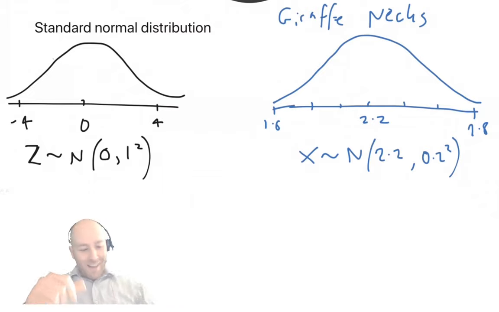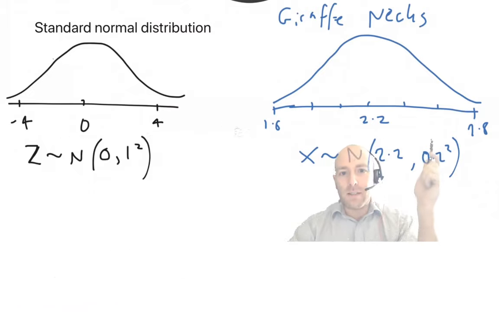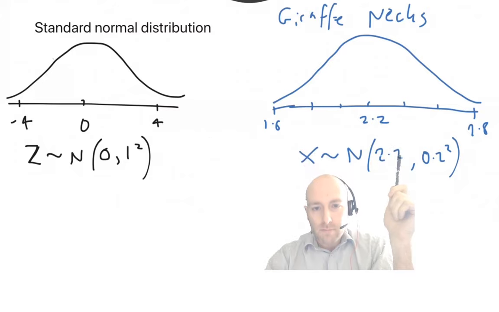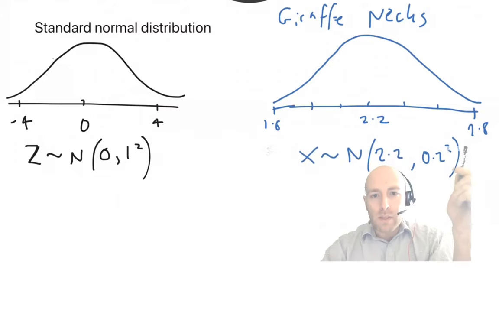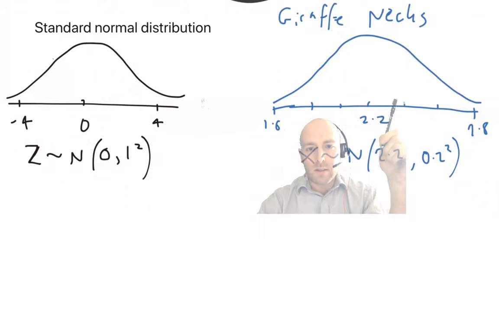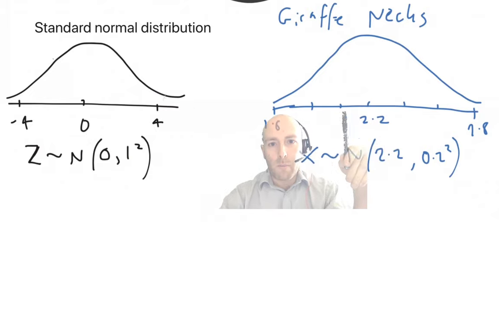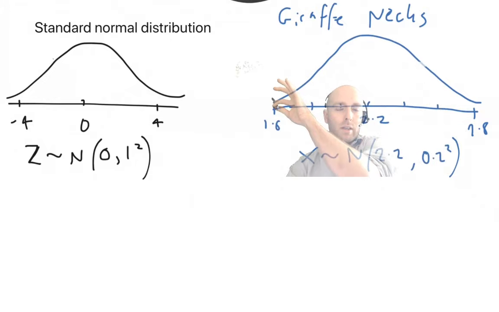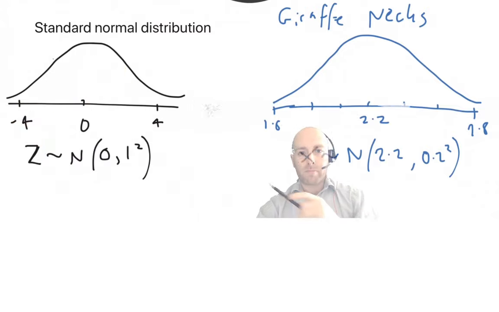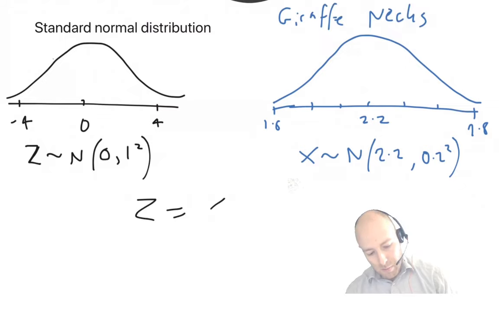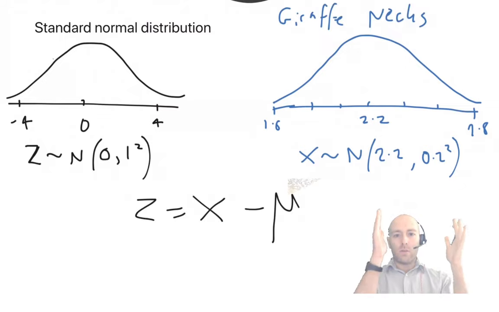There you go. Okay, we were talking about transforming the giraffe neck normal distribution into a standard normal distribution. So we need to transform it. If this one has a mean of 2.2, if the middle of this data set is 2.2, we want to turn this 2.2 into 0. And the way we're going to do that is we're going to subtract 2.2 from every single x value, and that's going to move this whole shape until it's got a mean of 0. So the first thing we say is z equals x minus mu. So that shifts it all to the left.